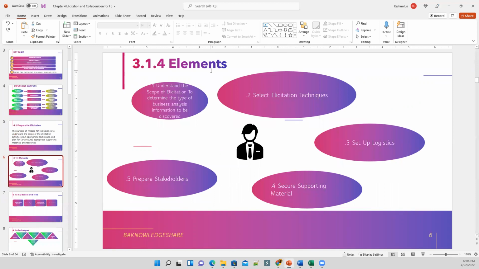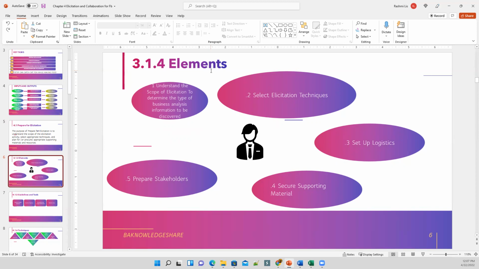What are some of the elements? The first one is to understand the scope of elicitation to determine the type of business analysis information to be discovered. Now, keep in mind that's different from the scope of the initiative. This is the scope of the elicitation.